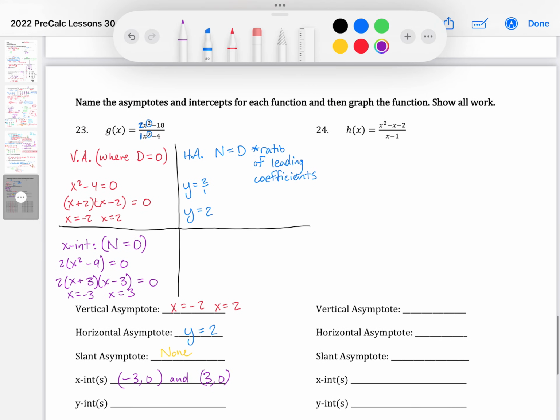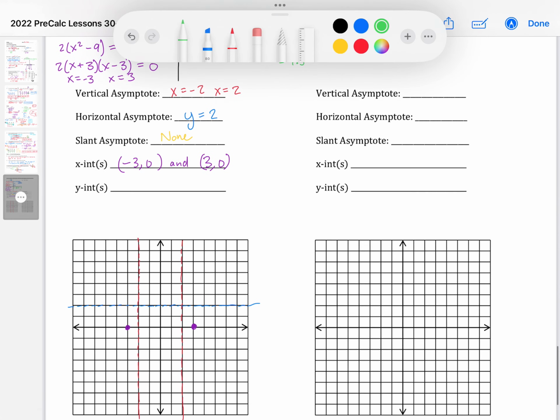All right, and then the last thing, your y-intercept: just plug in 0 for x. So y is going to equal 2 times 0 squared minus 18 all over 0 squared minus 4, which is just negative 18 divided by negative 4, which is positive 4.5. So your y-intercept is 0, 4.5, which is 1, 2, 3, 4, right about there.